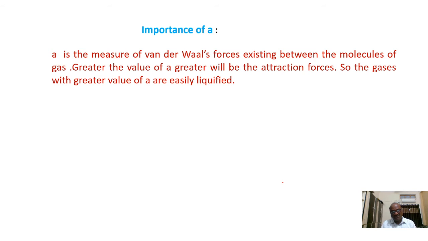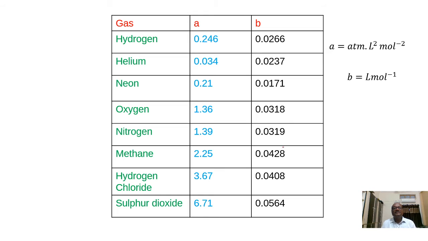Why are gases with greater A value easily liquefied? Because the intermolecular attraction forces, the van der Waals forces existing between the molecules of the gas, will be more. That's why these types of gases are liquefied easily. In this table, sulfur dioxide has the highest A value. That's why we say sulfur dioxide is easily liquefied. Intermolecular attraction forces are more in sulfur dioxide. Then hydrogen chloride is next, then methane, and after that nitrogen.